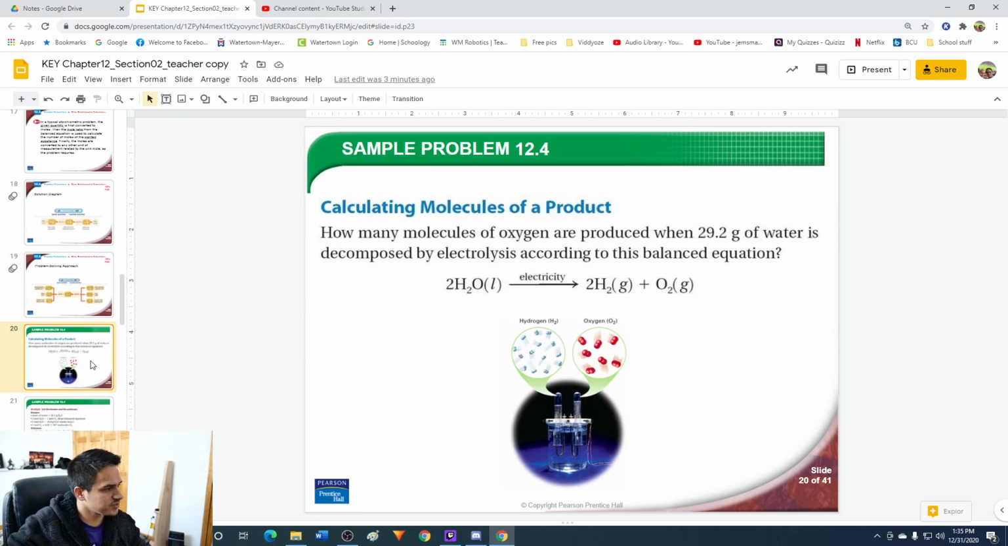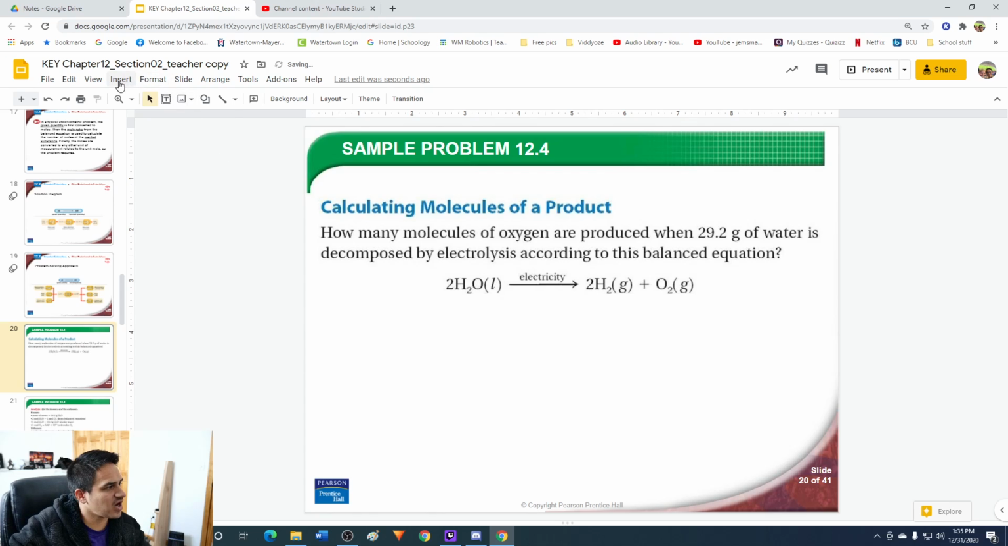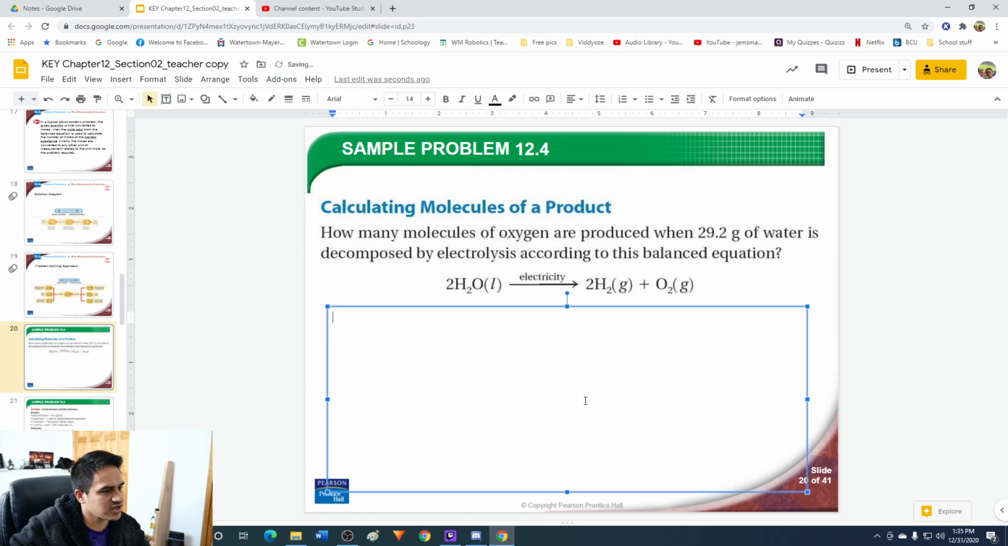Okay? All right, so let's take a look at another problem where we're going to do this. This problem says, how many molecules of oxygen are produced when 29.2 grams of water is decomposed by electrolysis according to this balanced equation? So in this problem, they're asking how many molecules of oxygen are produced when 29.2 grams of water, H2O, is decomposed by electrolysis. So we have 29.2 grams of H2O, and they want us to get a final answer in molecules of O2, oxygen.